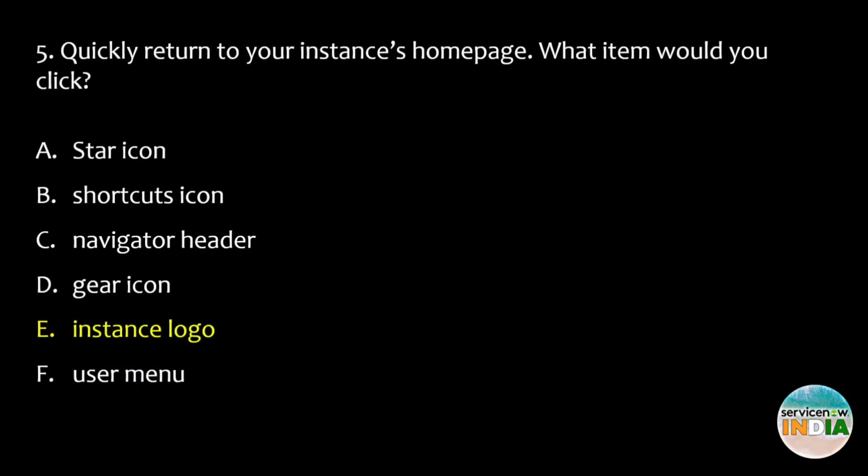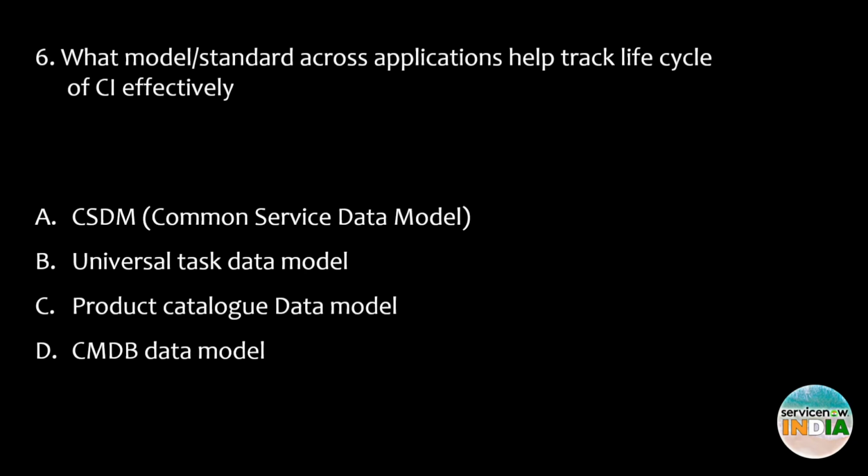Then let's move on to the next question. What model or standard across applications helps track the life cycle of a CI effectively? To track the life cycle of the configuration item, we majorly go through CSDM, which is the Common Service Data Model. The other options are irrelevant answers for this question. Let's go to the next question.